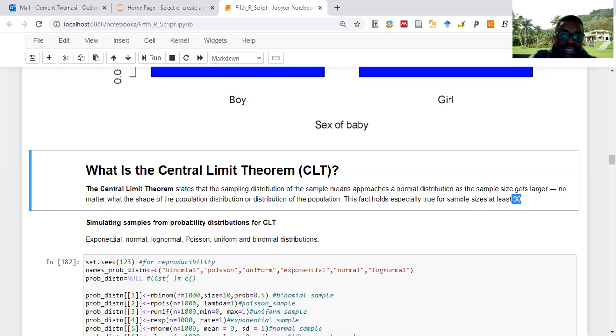And if we do it for exponential, we also do it for normal, log-normal, Poisson, uniform, and binomial distributions, meaning that the theorem, if it holds, holds irrespective of the distribution of the population.